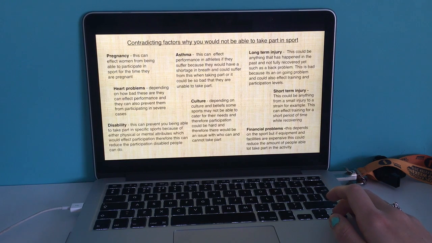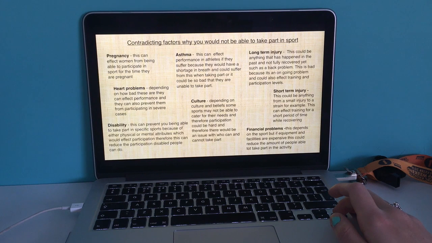Contradicting factors of why you would not be able to take part in sport. There are lots of reasons why people are unable to take part in sport, as you can see on my presentation. In physical activity, there's just a couple of examples. Firstly, physical or mental disabilities could reduce the sports that are able to be taken part in. Not as many sports may be offered.